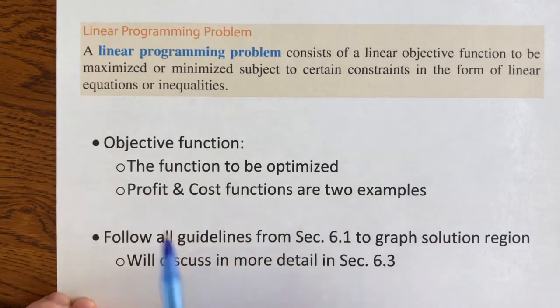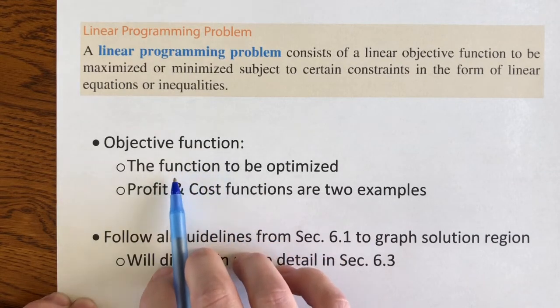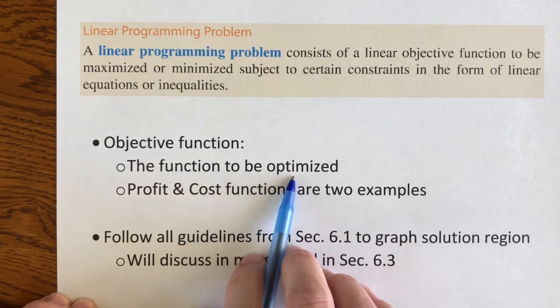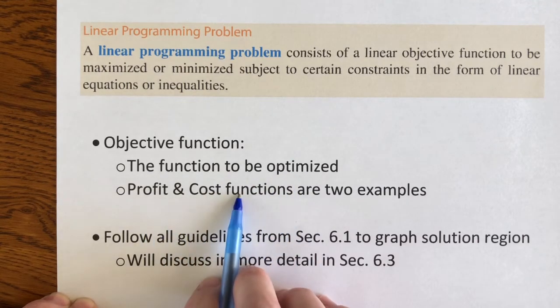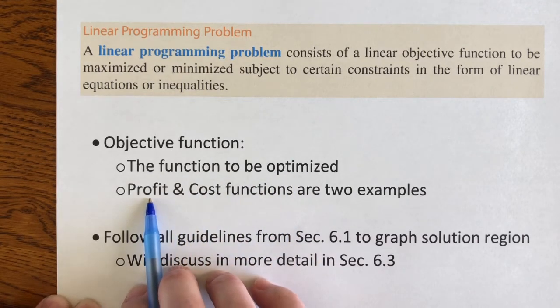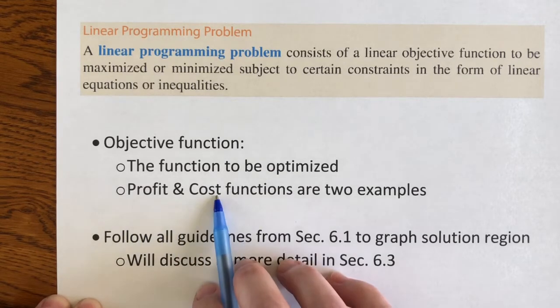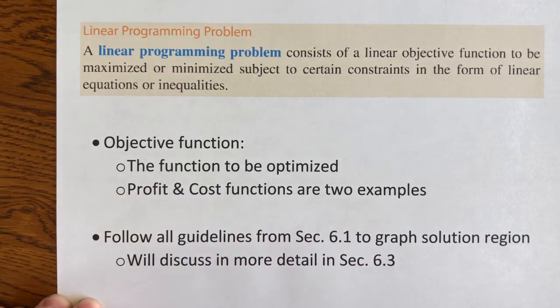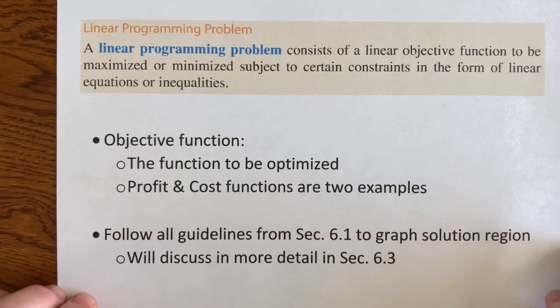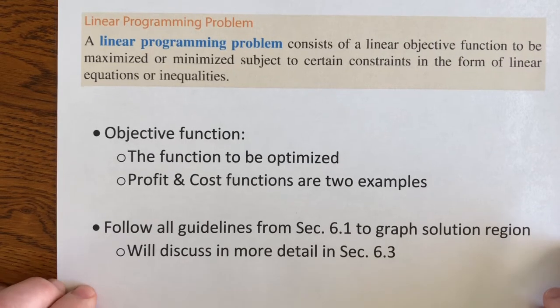So the objective function, again, is a function that's going to be optimized. So these are two different examples of that. Profit, you'd want to maximize. Cost, you'd probably want to minimize. So we'll take a look at these, again, by way of example as we finish up the material we need to look at in chapter 6.